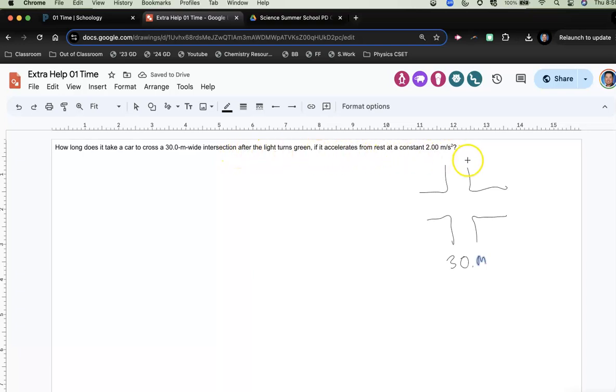We want to find how long it takes for the car to cross the intersection when the light turns green. So that's going to be our time. We're going to solve for t. So everyone take your letter T and put question mark.